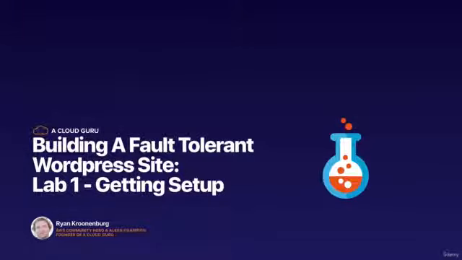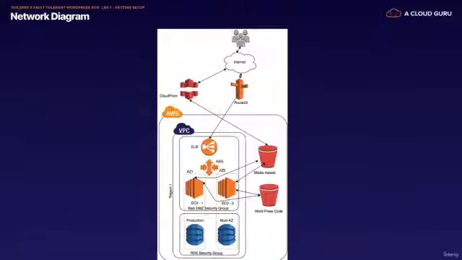In this lecture we're going to look at how we can build a fault-tolerant WordPress site on AWS. We're going to use a whole bunch of different technologies. So here's a network diagram, what it's going to look like. Our user is going to be browsing to the internet, and they're going to hit our Route 53 domain name. This is completely optional, you don't have to do it, you could just use our application load balancer.